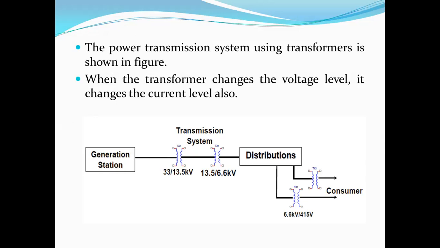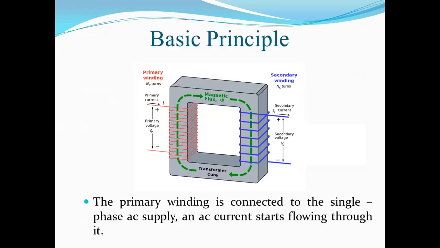When the transformer changes the voltage level, it changes the current level also. Suppose voltage increases, then current decreases; when stepped down, current increases. But the power is equal on both sides, from one circuit to another circuit.